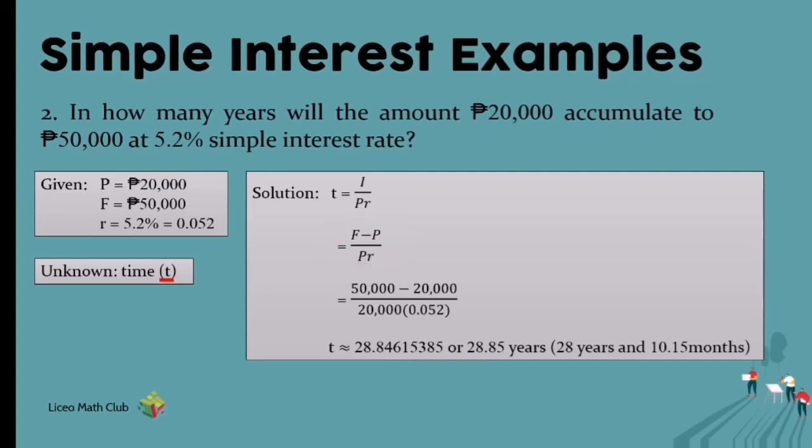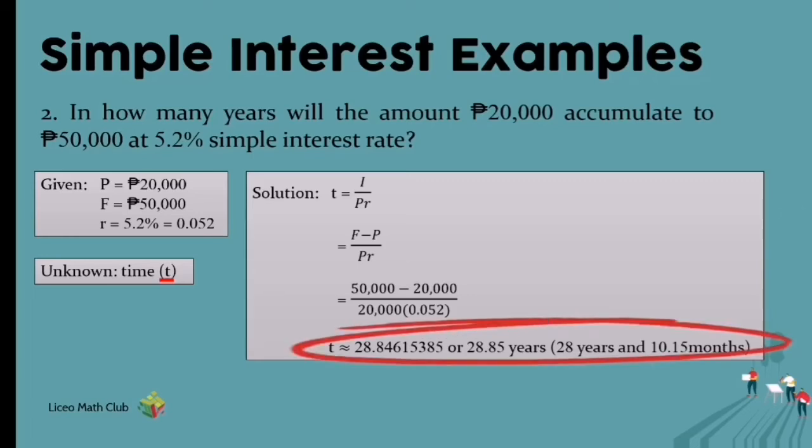Substitute the given values: 50,000 minus 20,000 all over 20,000 multiplied by 0.052. Simplify and we have our answer, which is 28.84615385 or 28.85 years, which is 28 years and 10.15 months. So our time in the second example is 28 years and 10.15 months. Let's proceed to our third example.